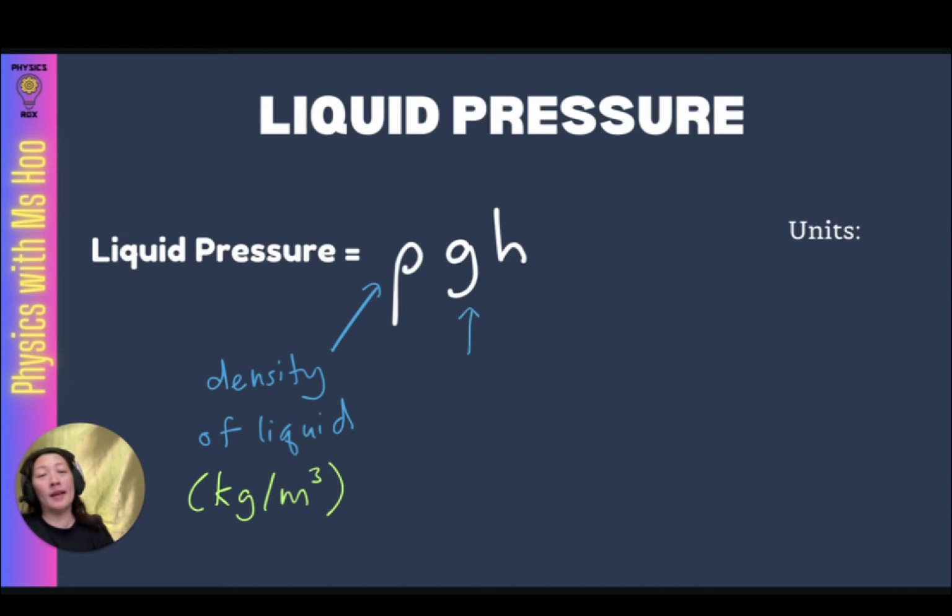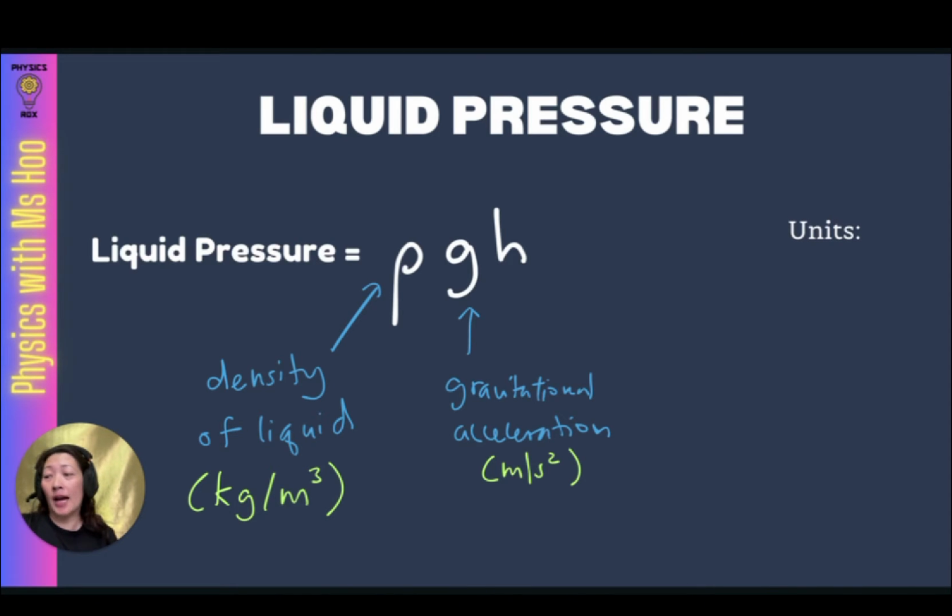G, of course, is the standard symbol for gravitational acceleration. The unit for gravitational acceleration is meters per second squared. On Earth, this is a fixed value. If you are studying IGCSE, then the value you use for G is 9.8 meters per second squared. If you're studying SPM or A levels, then this value is 9.81 meters per second squared. So depending on which syllabus you're studying, you need to use the value of G appropriate to your syllabus.